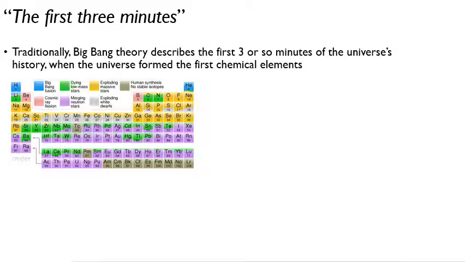So, we're talking about the first 3 minutes, and this is when the universe formed the very first chemical elements. If we look at the periodic table here, we see most of the elements were made by stars' stellar explosions, but a few were made during the Big Bang. So your hydrogen, your helium, lithium, it's not shown here, but a little bit of these other lighter elements can be made in the Big Bang.